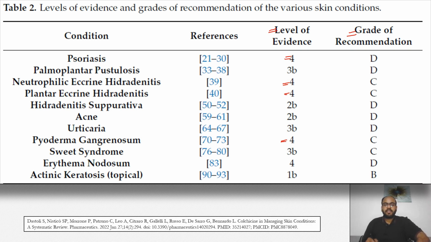The higher evidence is usually seen in HS or acne, in which the level of evidence is good, but the recommendation is very low because it has not shown that benefit. So that is how you interpret this data: if the grade of recommendation is high, that means colchicine is working, it is good, you can use it. And if the level of evidence is high, that means the study which was done was good. So if the level of evidence is high, trust the grade of recommendation. If it is low, there's no point in trusting the grade of recommendation.